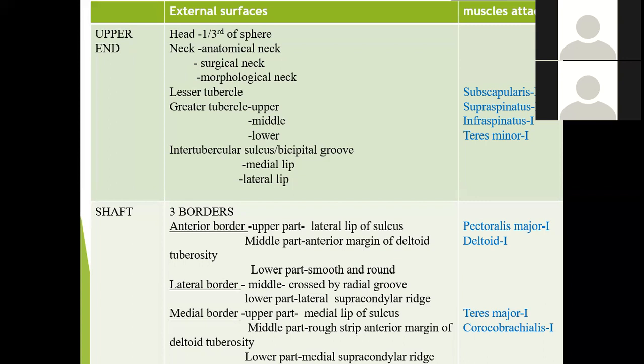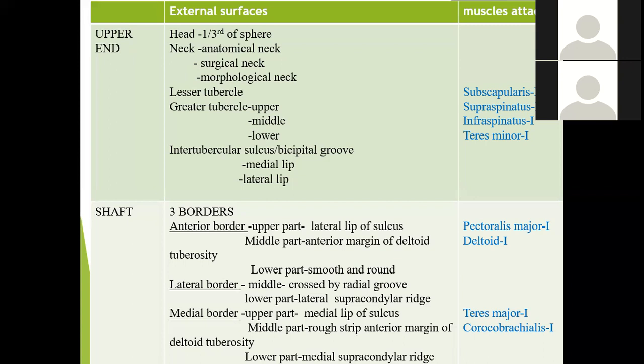Now we are coming to the lateral border. In the lateral border, the upper part is not clear. In the middle region, we can see it is crossed by the radial groove, and in the lower part, the lateral border continues as the lateral supracondylar ridge. Very important, because this structure gives attachment for important structures. Next we are coming to the medial border. The medial border extends in the upper part with the medial lip of the sulcus, and in the middle part, a rough strip will be passing through. In the lower part, we can see it extend as the medial supracondylar ridge. So the shaft of the humerus has three borders: anterior border, lateral border, and medial border.